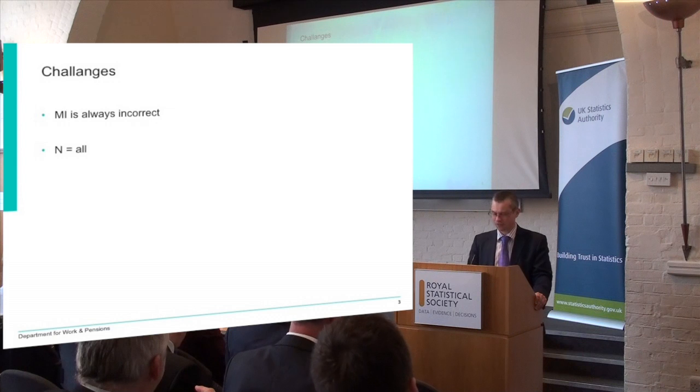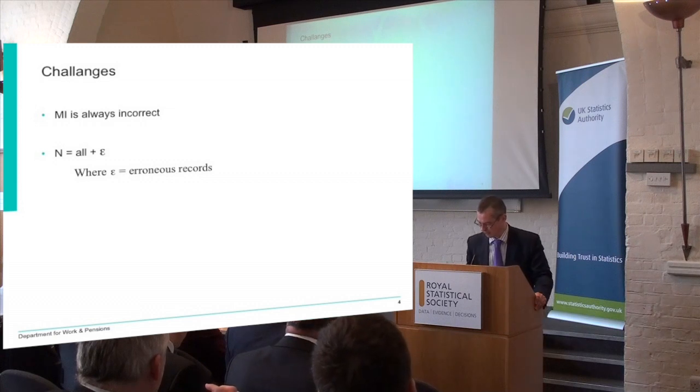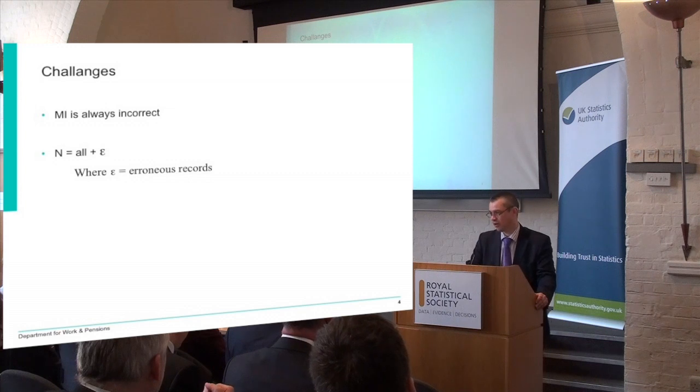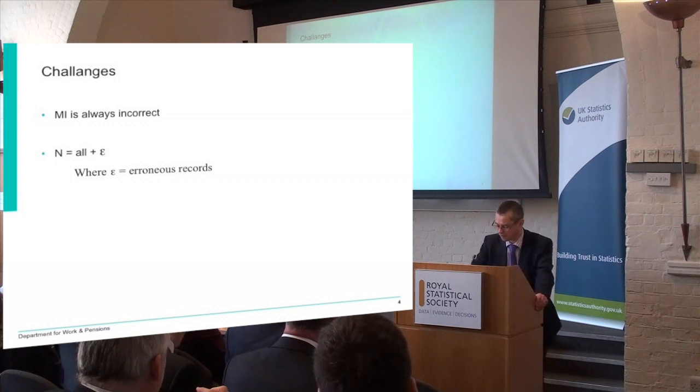Straight away we think, right, that database has everybody on that benefit. Well, no, that's not correct, because n does not equal all. N equals all plus an error rate. And it has an error rate because there will be duplicate records. There will be records, for example, that haven't been properly closed down and cleansed off the system. There will be records that have been erroneously put on the system. There will be records that may have been put on the system for a very good reason, but we don't really know what that reason is, and the reason might not be the reason we want to count those data. So yes, n equals all plus an error rate.